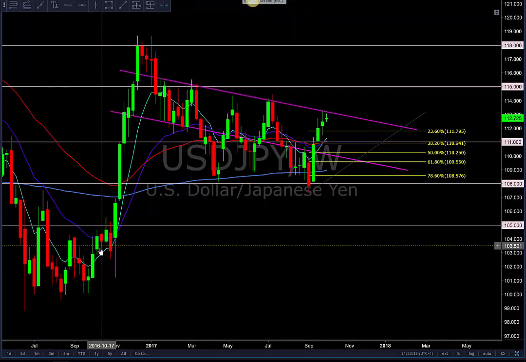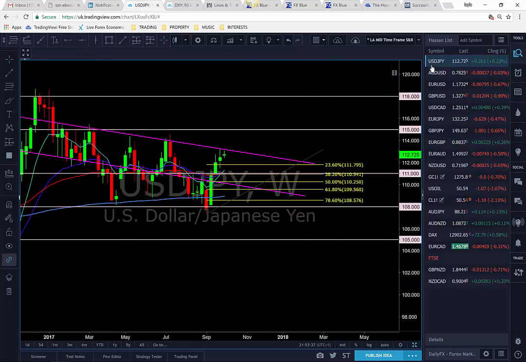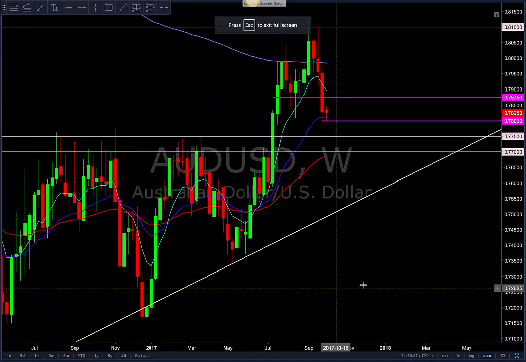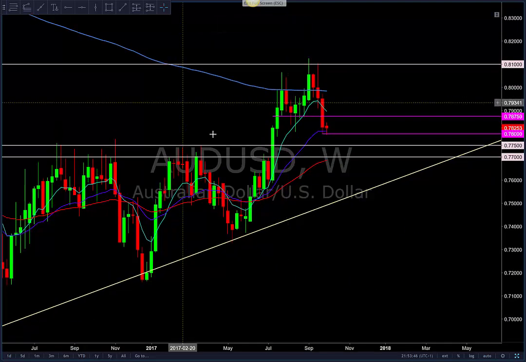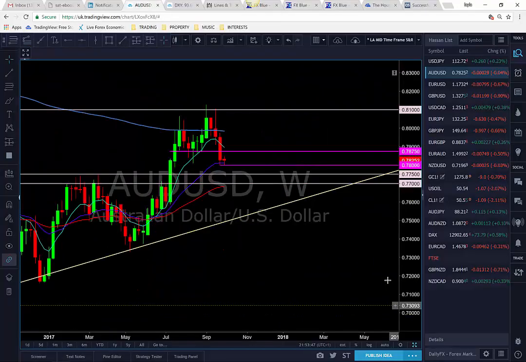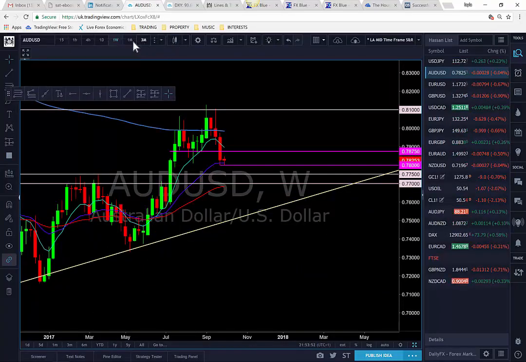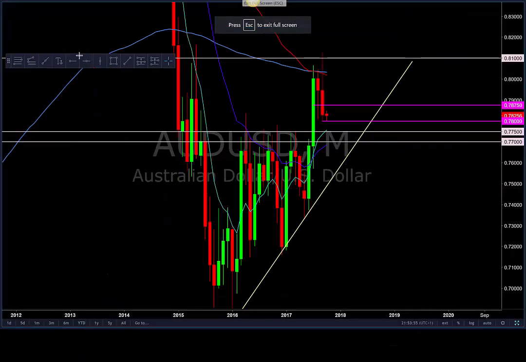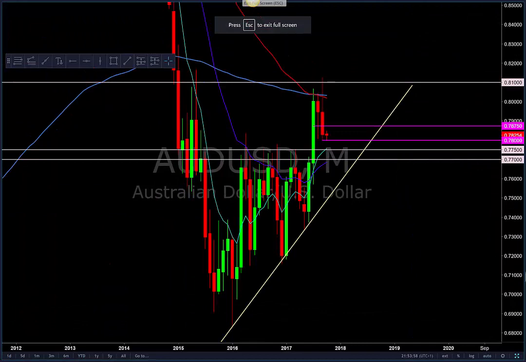Let's now have a look at Aussie dollar, and that's this one here. I'll just make this chart larger. So with this one, we also need to start with a monthly chart, because that's where I like to start all of my analysis. Sorry for these slow moving charts, but we'll get there in the end.